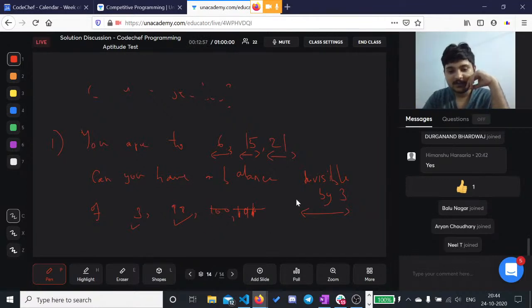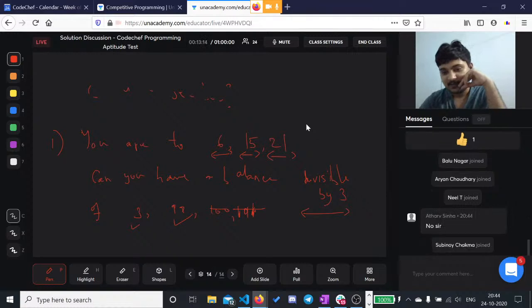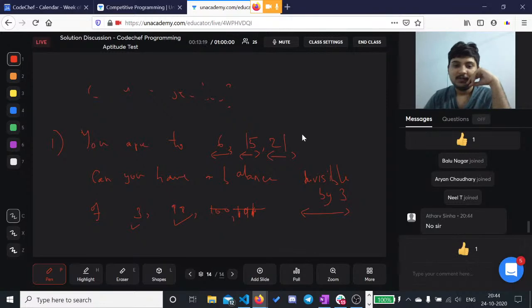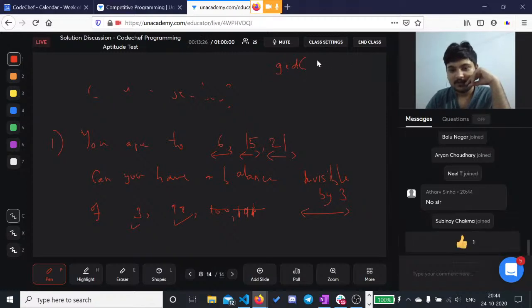How many of you are familiar with Bezout's theorem? If you are familiar with it, then this is basically straightforward. But how many of you are familiar with Euler's GCD function? Can you put a thumbs up if you're familiar with it? Basically, if you want to get the GCD of two numbers, GCD being the greatest common divisor of, let's say, 6 and 15.